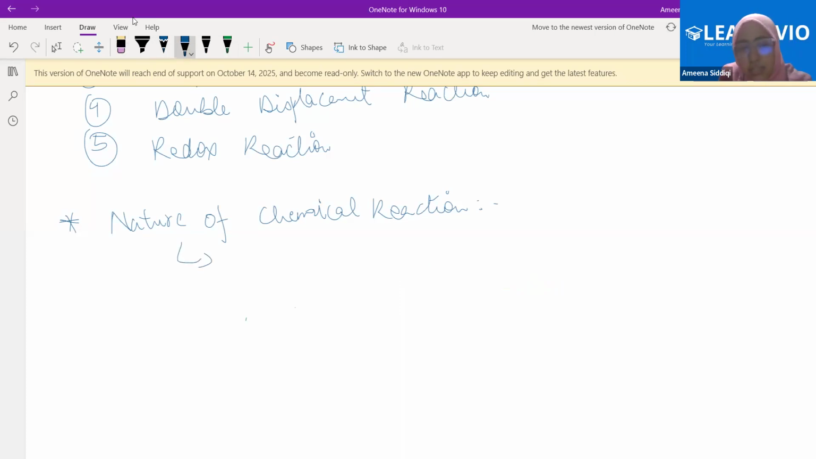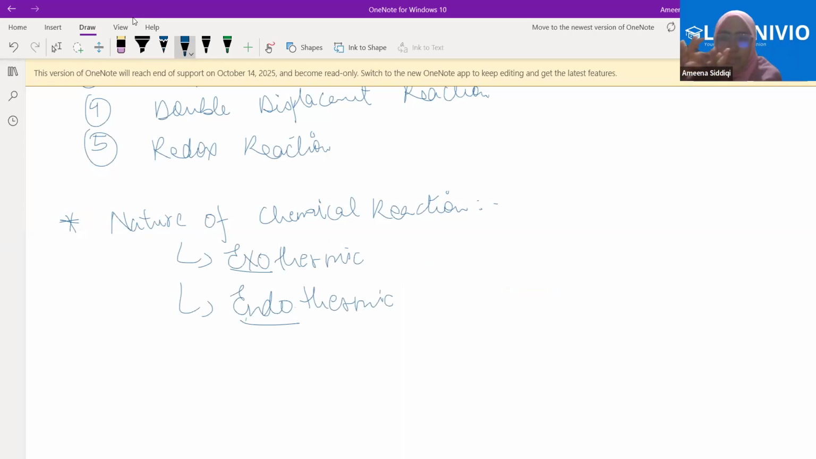See, it can be either exothermic or endothermic. Exo means out, endo means in. Thermic simply means thermal energy. What is thermal energy? Heat energy, a form of energy.